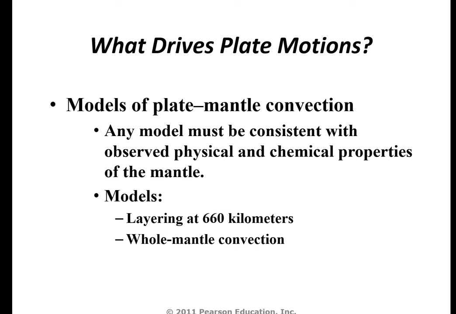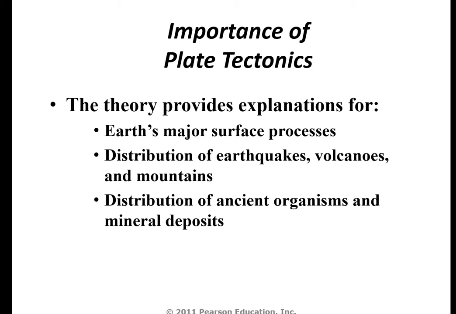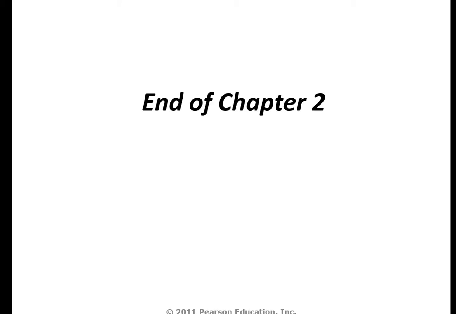We know that we have models of plate mantle convection. The theory of plate tectonics provides explanations for Earth's major surface processes and the distribution of earthquakes, volcanoes, and mountains, and the distribution of ancient organisms and mineral deposits that we see on the Earth.